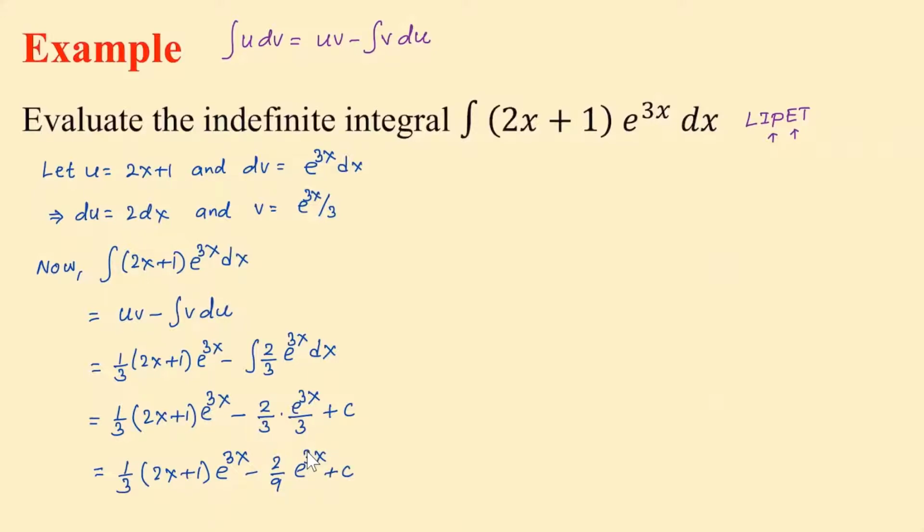Now we can simplify one more step to write our final answer. Because we have e to the 3x in the first term and also in the second term, we are going to factor that out. If we factor e to the 3x out, in the first term we have 1/3 of 2x plus 1. Technically, you can multiply this 1/3, so 1/3 multiplied by 2x will be 2/3 x.